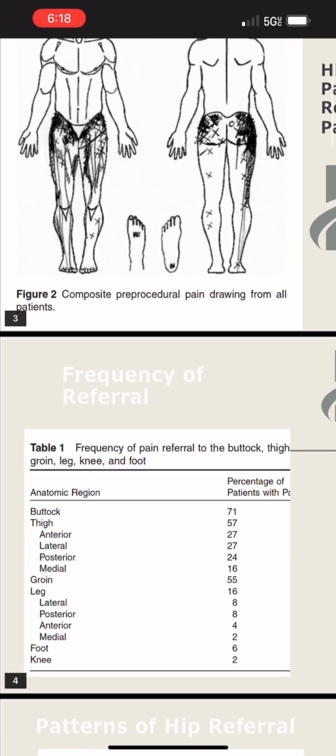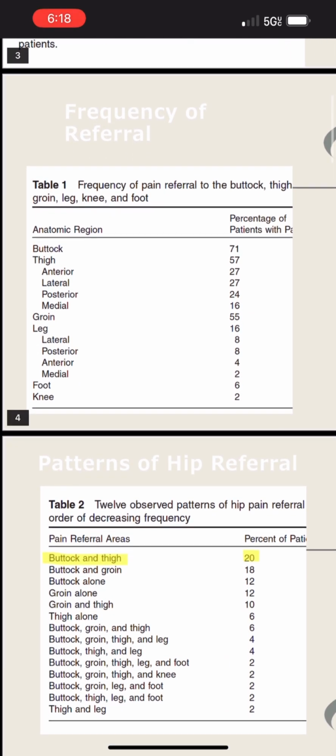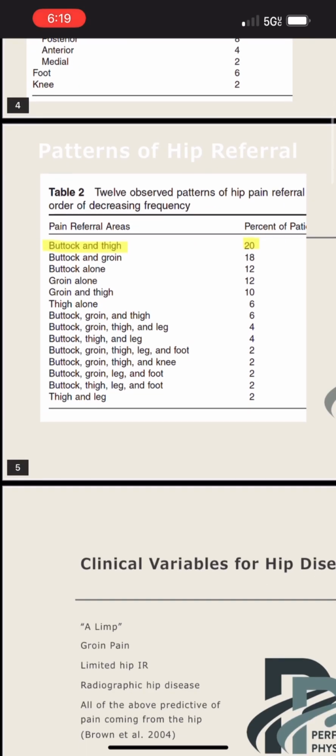And as you can see, when you look at the frequency of occurrence of referred pain in this chart here, in all the subjects in this study, 71% is referred into the buttock. And when you look at co-occurring pains, it's most frequently occurring in the buttock and thigh.